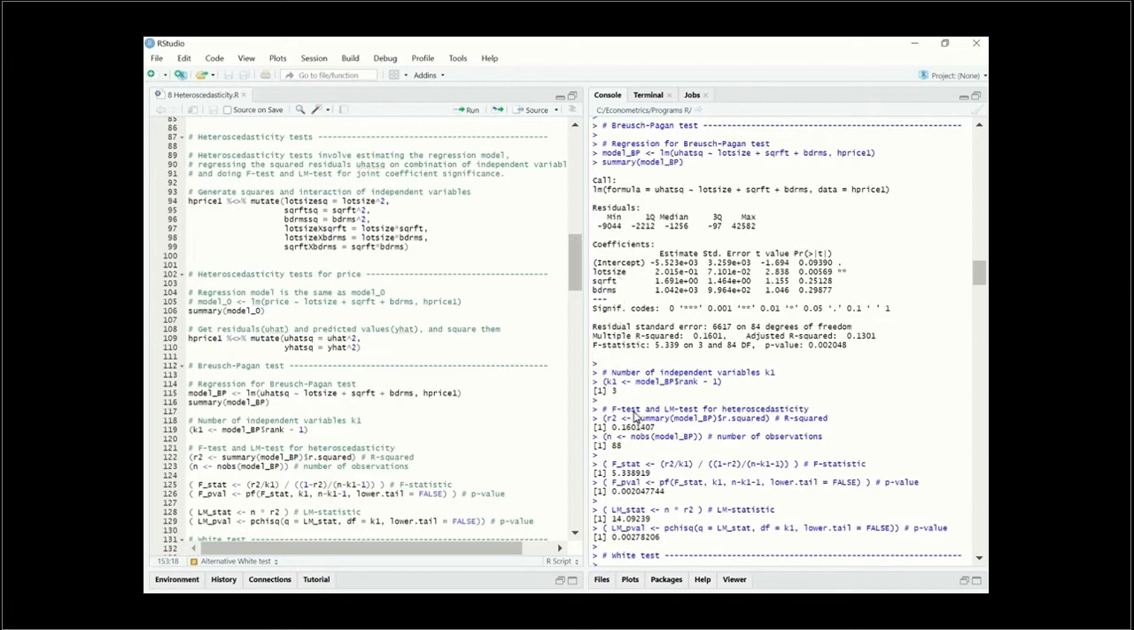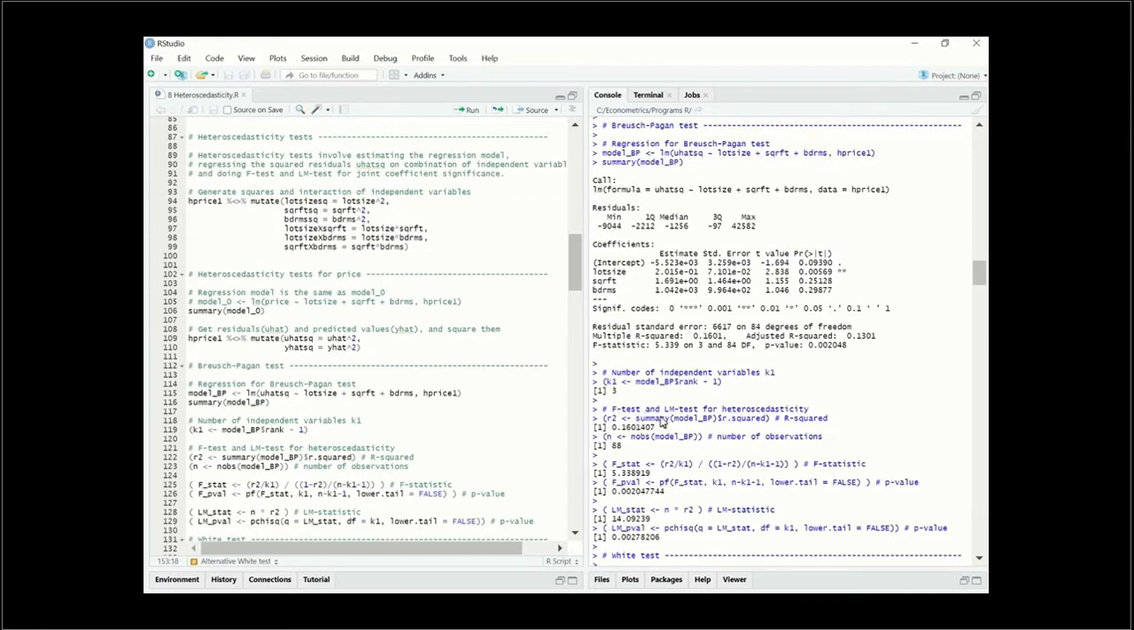So now let's calculate the R squared. So here, coming from the summary for this model, we're going to pick up the R squared statistic. And then we're going to get n-obs for the number of observations from the same model. And so we're getting 88 observations, and the R squared from this model is 0.16. Again, that's not the original model of price on the independent variables, but the U hat squared as the dependent variable on all the independent variables. That's the R squared that we want.